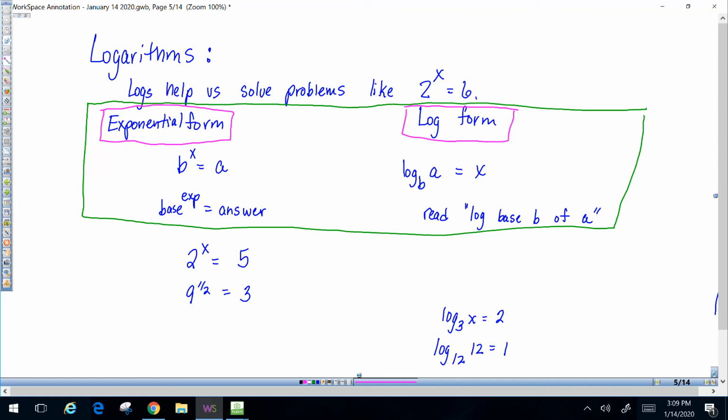All right, so what you need to write is in the box. And then the examples that we're going to do together are below. So today we're learning about logarithms. They just help us solve these problems that we don't know how to do yet.